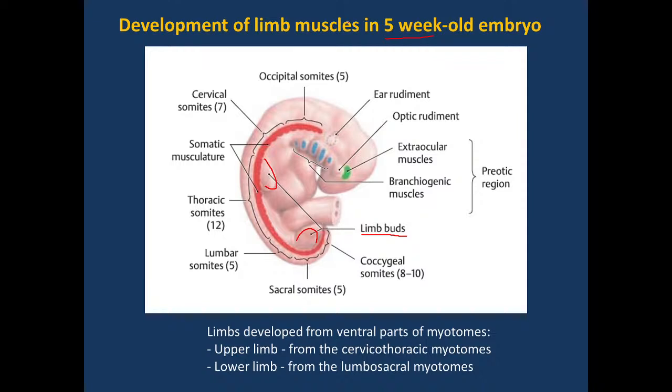And for the upper limb, the origin of the upper limb is the cervicothoracic myotomes. This is usually this part of the myotomes. And for the lower limbs, only lumbosacral myotomes are the origin for lower limb development.